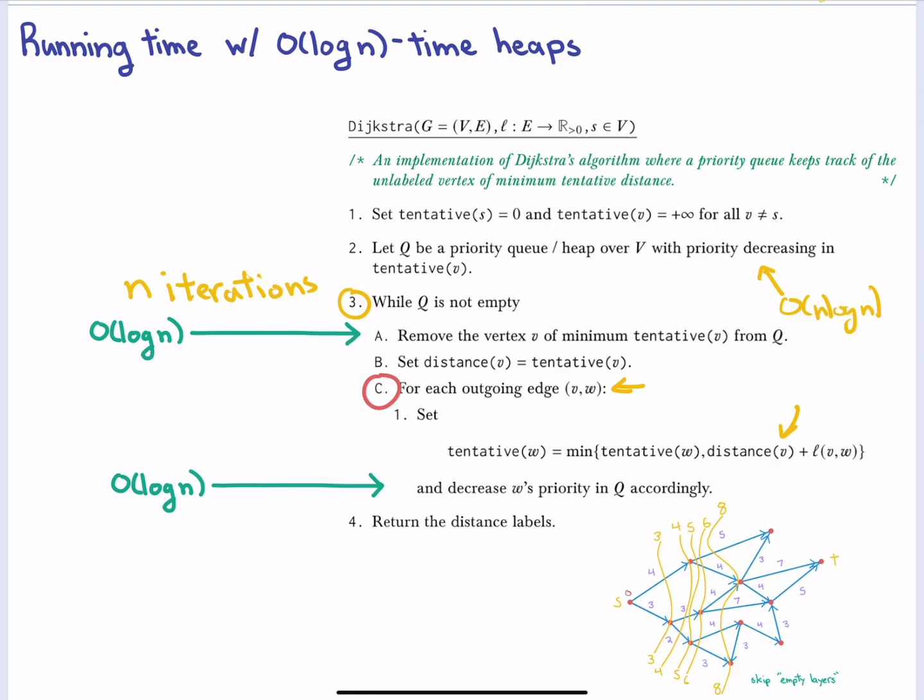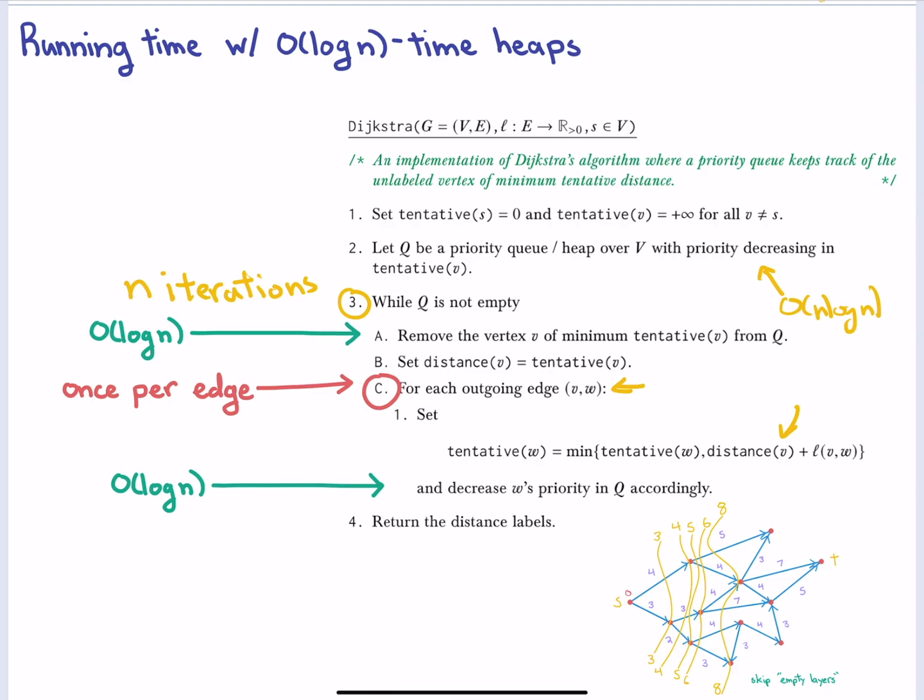If I figure out how many iterations total of C we have over the entire course of the algorithm, it's M, because each edge we only look at once. I only look at an edge from V to W right after V got labeled. So I label V, I've set the distance, and then I look at its outgoing edges. I never look at those edges again. So added up over all the outer iterations, it's only once per edge overall.